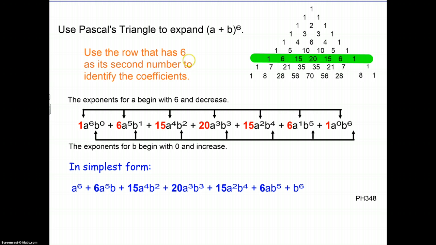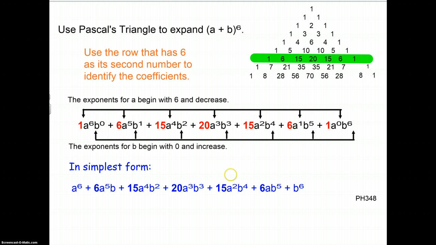Here's how we use it. If we are expanding out (a + b) raised to the 6th power, we're going to look at the triangle. We're going to find the row that has the 6 in the second position. Essentially, it's the 6th row of the triangle: 1, 2, 3, 4, 5, 6 is the next one. We're not really counting that first one because it's not a binomial. We're going to use this row, and these are going to be the coefficients of our terms of the expansion.